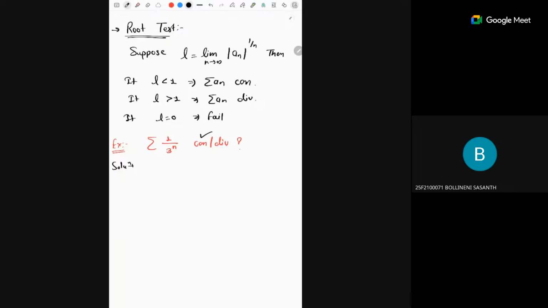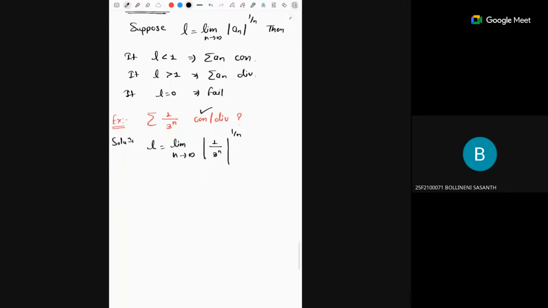If you apply root test, you will get the value of L to be 1 by 3, right? So L is less than 1. This is modulus of 1 by 3 to the power n, to the power 1 by n. But this modulus turns out to be positive only because we are taking positive numbers only, that is 1 by 3 to the power n.